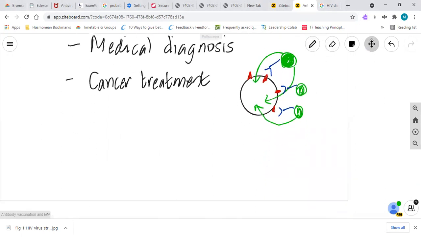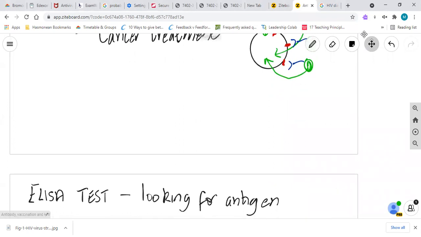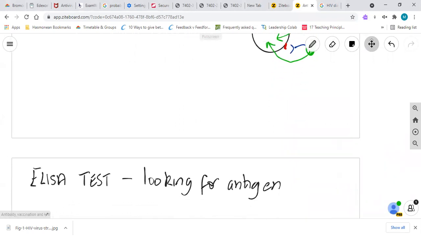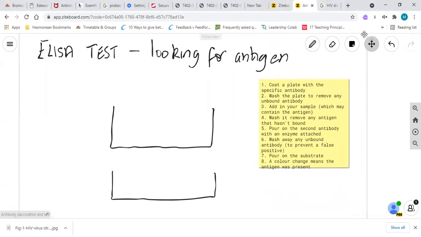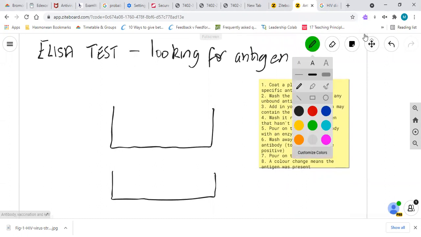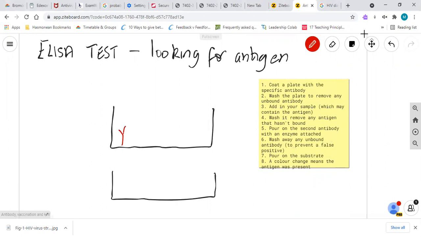So we're going to think about how monoclonal antibodies are used in what we call the ELISA test. And there's 2 types of ELISA tests. The first one we're doing is looking for the antigen. The description is on the right-hand side. I'm going to actually sort of draw it out. So the first thing we do is we coat our plate with the antibody for our specific antigen. So for example, maybe we're looking to see if someone has the HIV virus in their bloodstream. So we coat with an antibody which is specific for HIV.